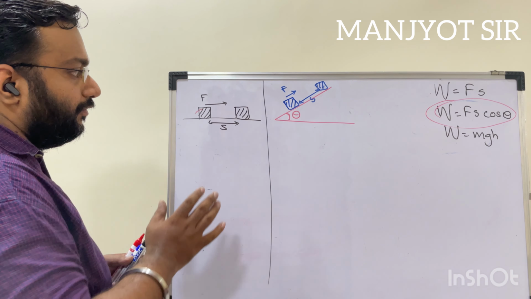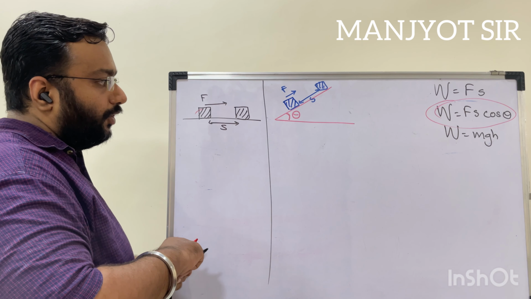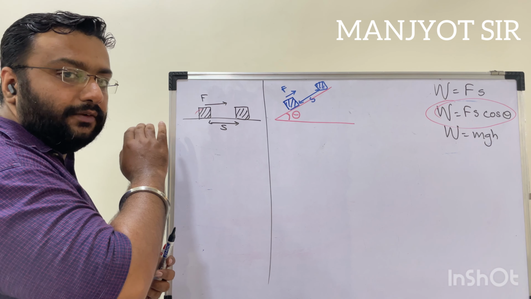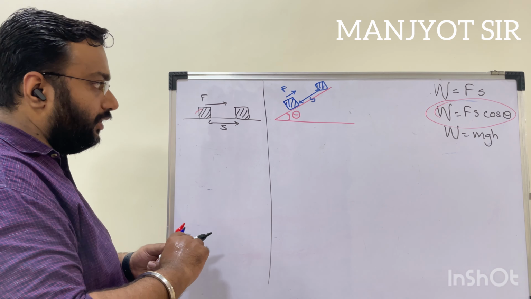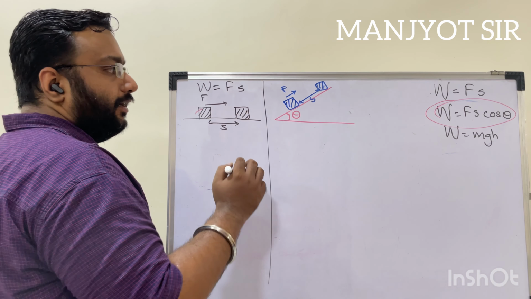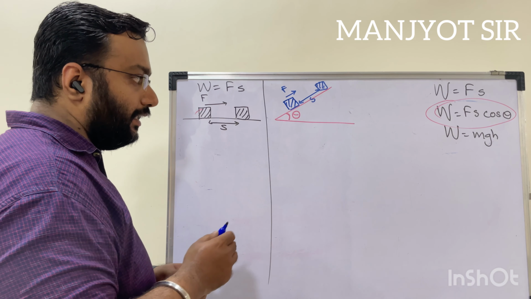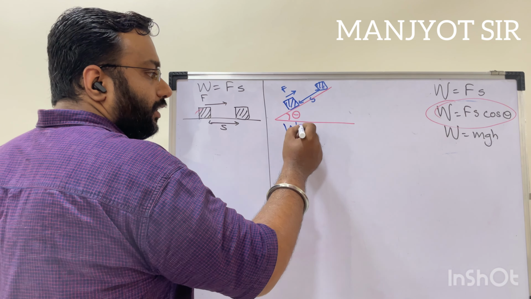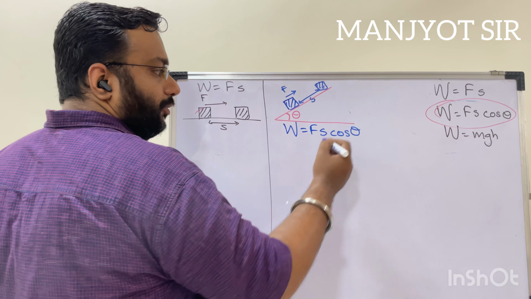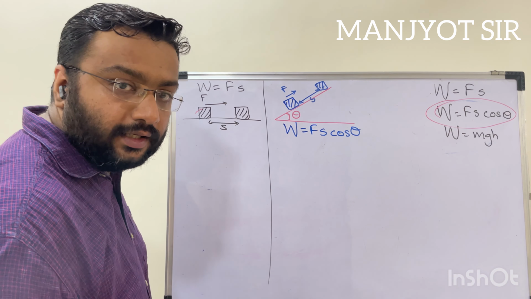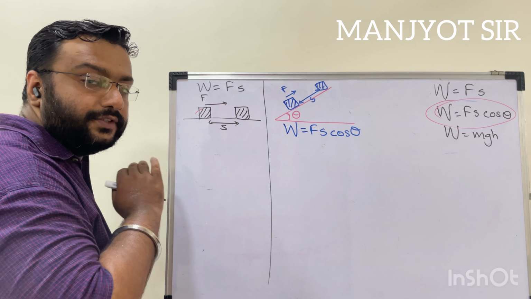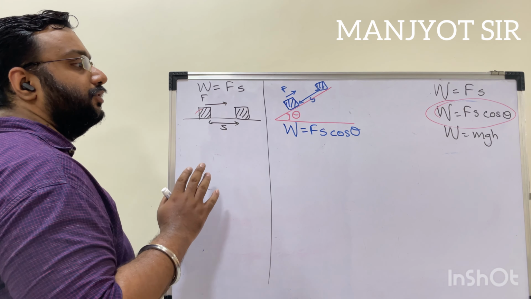Now observe here, for the first case when the plane or the surface is straight, there is no angle formed, we use the first formula W is equal to Fs. And for the second case when there is a theta, so whenever you observe theta, we use W is equal to Fs cos theta. So remember, whenever we have theta, we use the second formula, and whenever we do not have theta or we have a straight surface, we use W is equal to Fs.